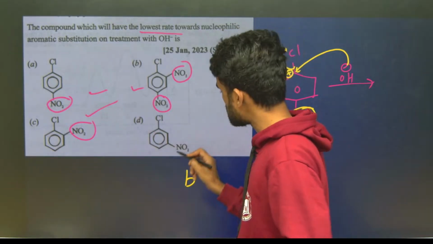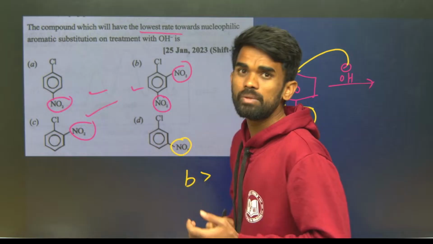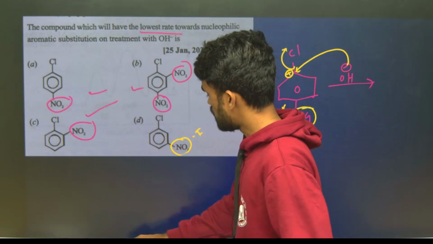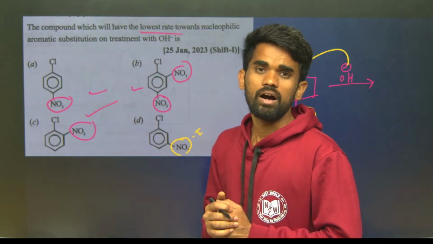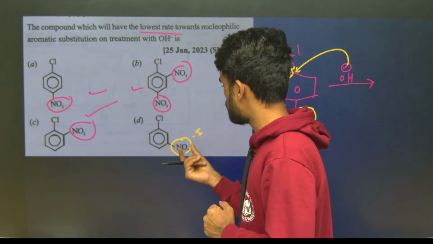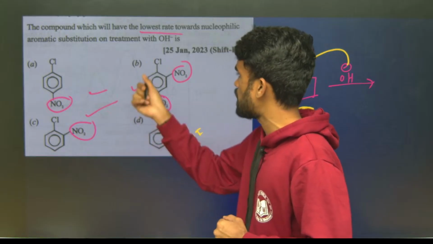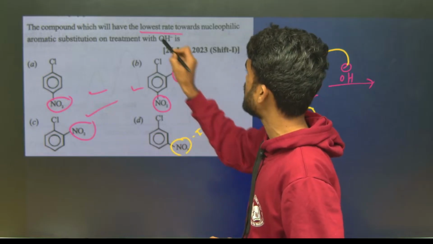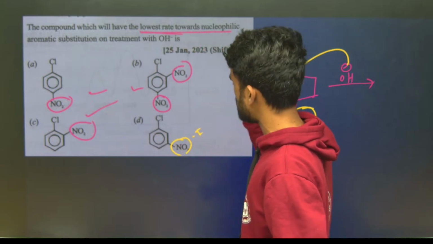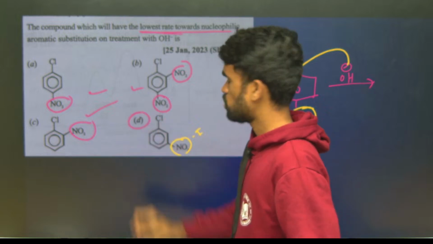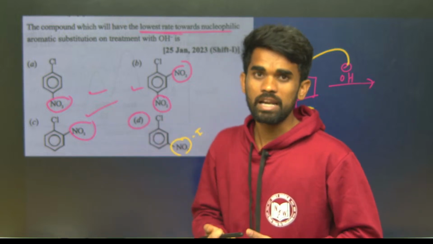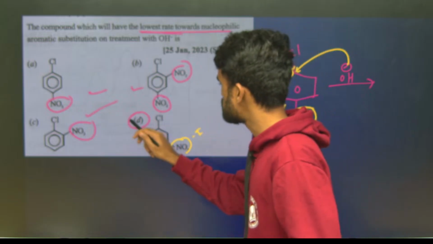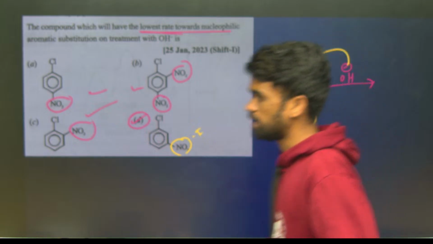Why in D? Because at the meta position there is no mesomeric effect, we just have the minus I effect, which means that will be the least effect. We know the effect of minus I is relatively less when compared with the mesomeric effect. Therefore the nucleophilic substitution will have the slowest rate in option D, as it has no electron withdrawing groups at either ortho or para positions. Option D will be the suitable answer here.